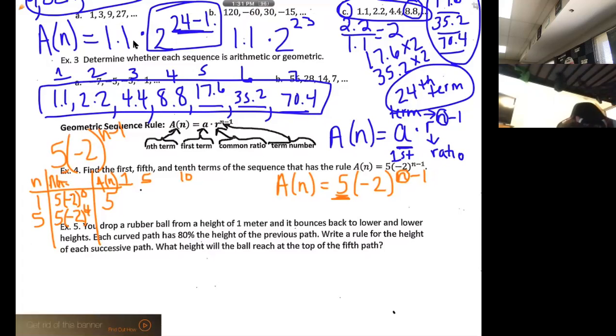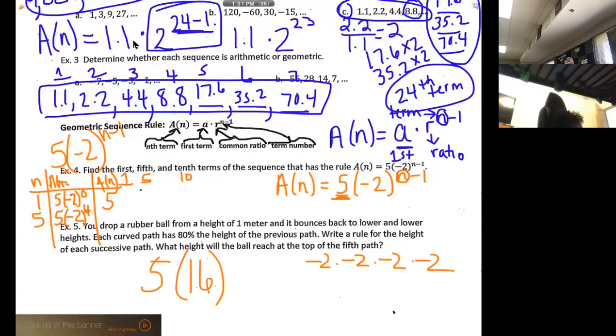So I'm going to have 5 times, what's -2 times -2 times -2 times -2? -2, so it'll be 4. We can do -8, then 16. So what's 5 times 16? 80.